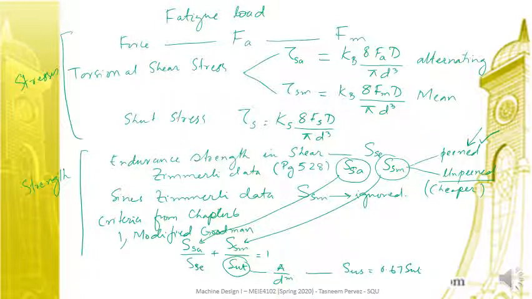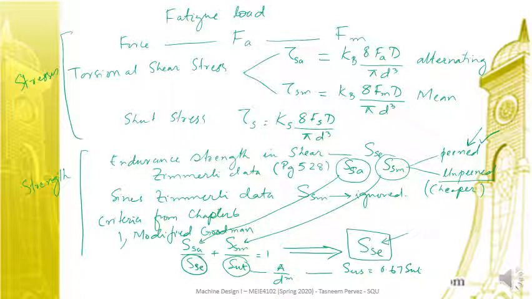If you substitute all, what you can get? You will get from here the value of SSE. And that's what you need to compare with in the analysis to make sure that the factor of safety is above 1. So bottom line is this one that we need to.